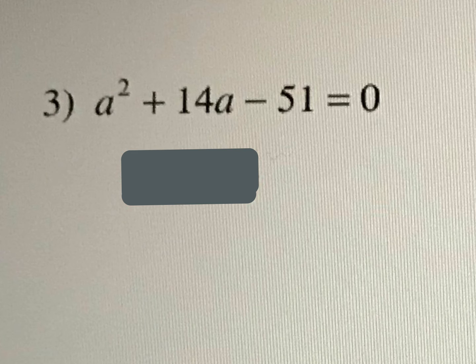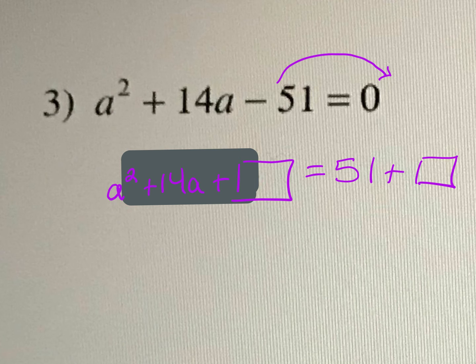You are going to first move your constant to the other side of the equal sign. So I'm going to rewrite this as a squared plus 14a plus, and I'm going to put a box. I'm going to put my square. When I move negative 51 to the other side, what does it become? Positive 51, okay? And then when we have an equation, an equal sign, we want to stay equal. What you do to one side of the equation, you do where? To the other. So you notice I have a box on either side. All right, this is how we complete the square.